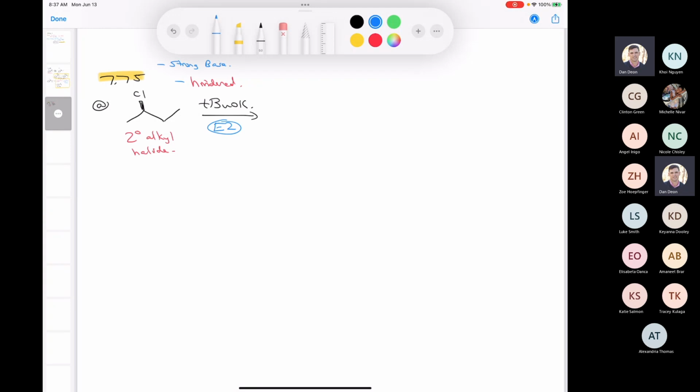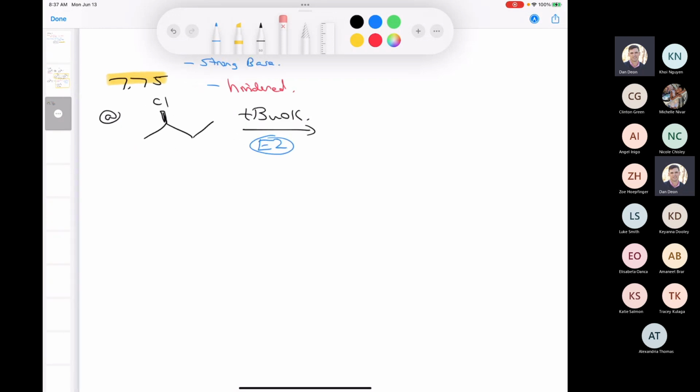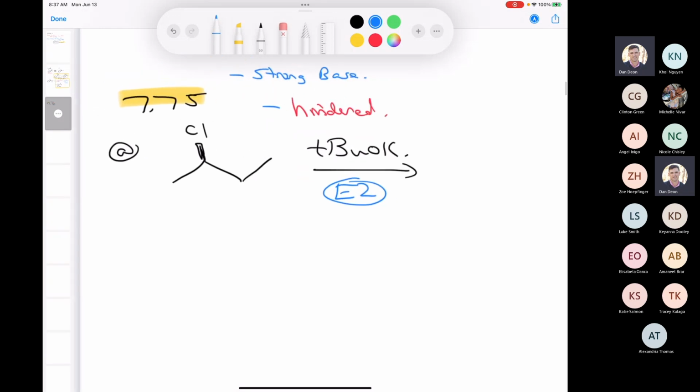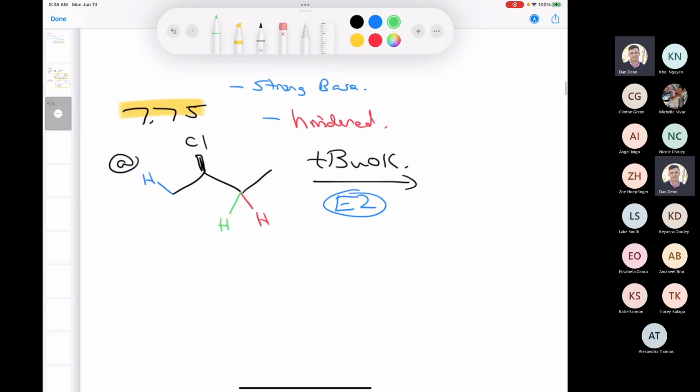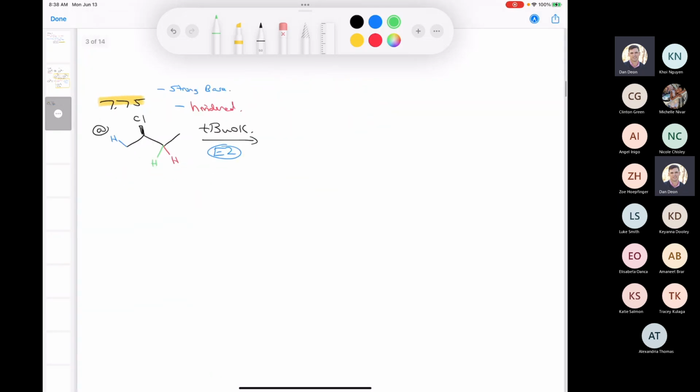However, there's 3 types of beta protons we can pull off of this molecule. Let me just delete this for a second, and I'll show you what I mean. We have a beta proton here, and then here we have 2 types of beta protons because we can end up with 2 stereoisomers. We can end up with cis and trans stereoisomers when we make the Zaitsev alkene. Let me show you what I mean. Let's say if you ripped off the green proton, you could end up with the trans 2-butene, and if you ripped off the red proton, you'd end up with the cis-butene.